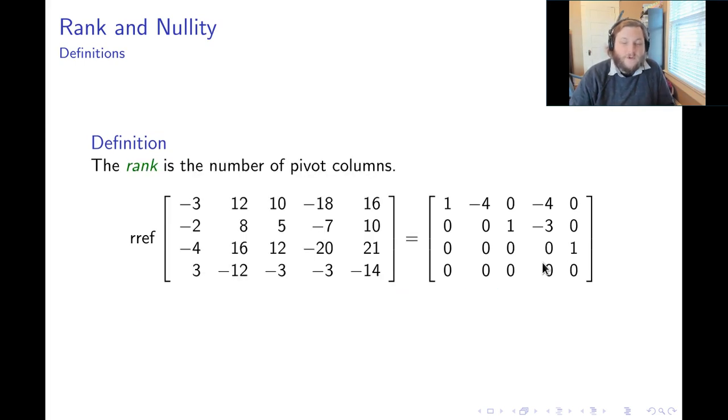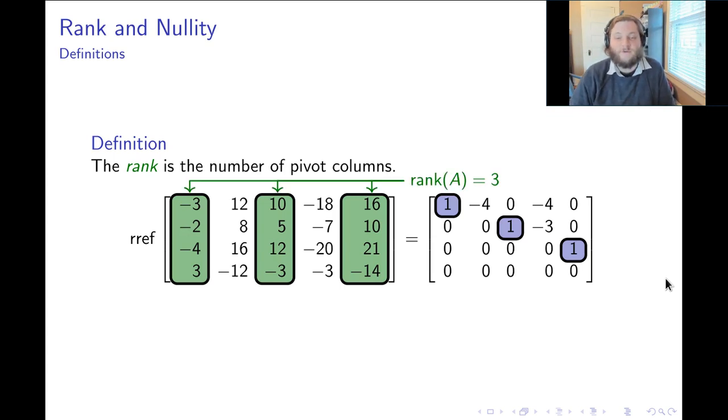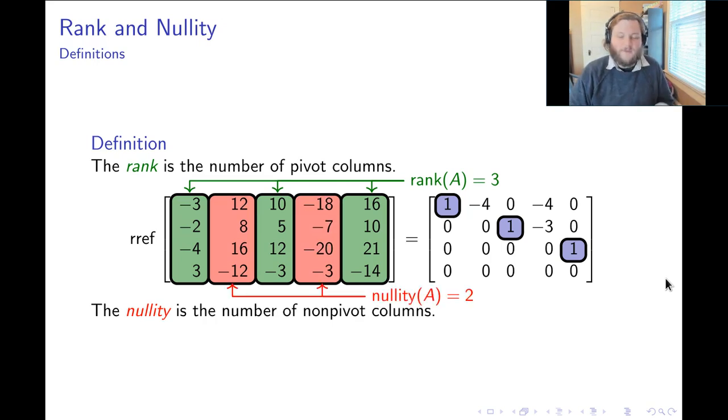And of course, we use this terminology to define the rank. The rank is the number of pivot columns. So in our example here, the number of pivot columns was 3, which tells us that the rank of our matrix is equal to 3. On the other hand, the nullity is the number of non-pivot columns. And in this case, the number of non-pivot columns was 2, so the nullity is equal to 2. So we now have concepts of rank and nullity that apply not just to reduced matrices, but to any matrix via the Gauss-Jordan algorithm.